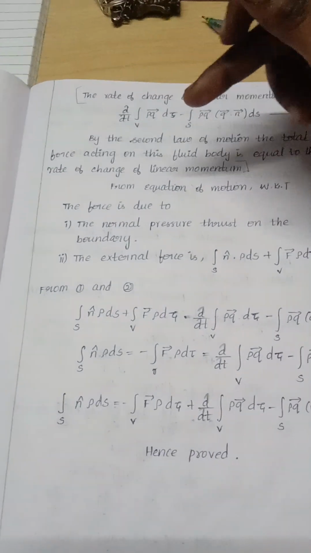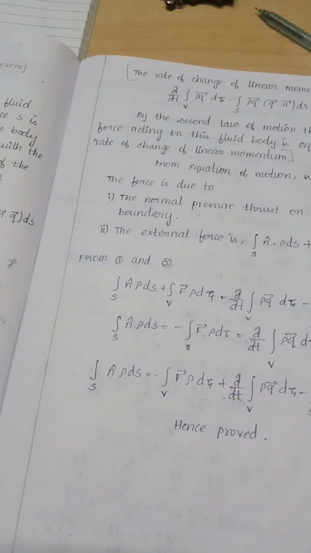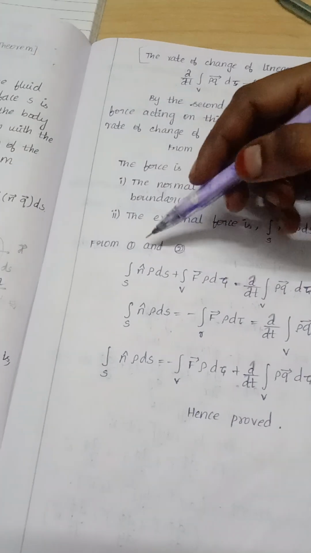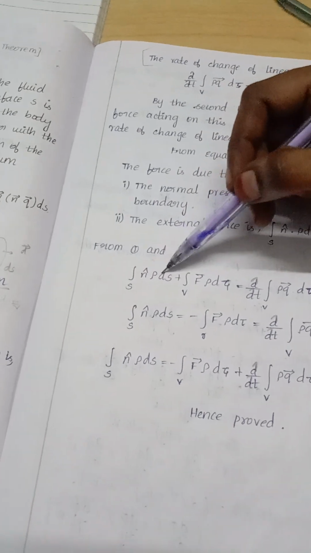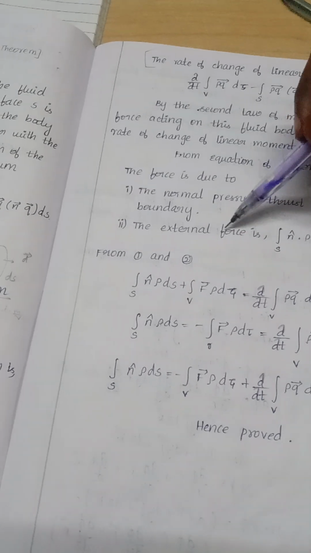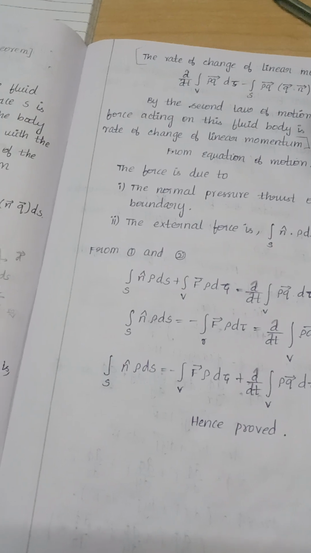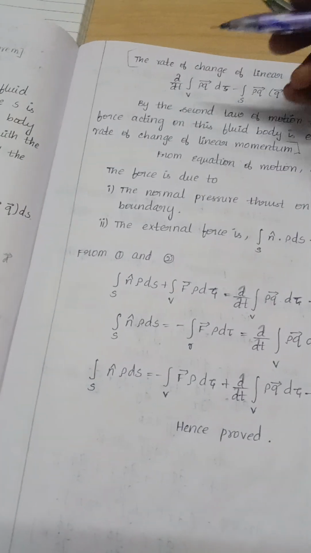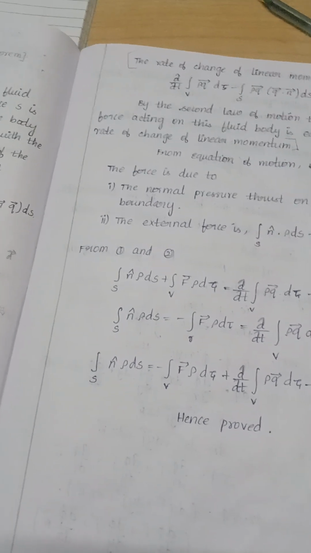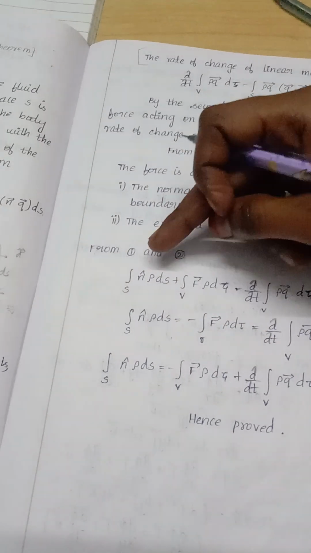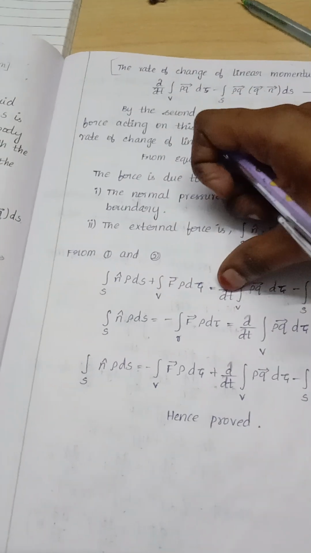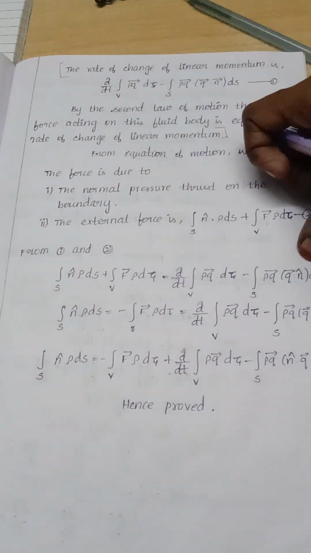What are the forces acting on the fluid body? They are the normal pressure thrust on the boundary, which can be written as the integral over S of n cap p dS, plus the external force, that is the integral over V of F vector ρ dτ. So the forces acting on the fluid body are equal to the rate of change of linear momentum that we already know.